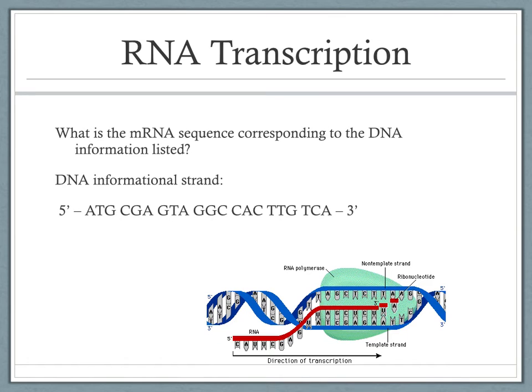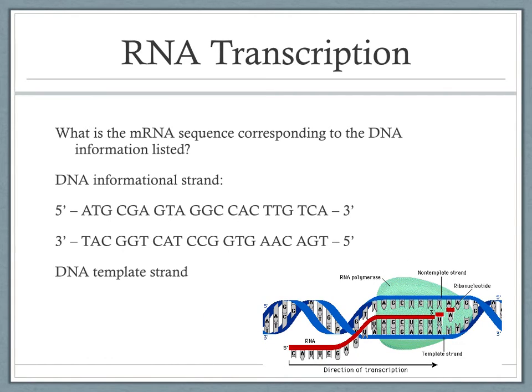So when RNA connects to DNA, we have the two strands, the DNA information strand and the DNA template strand. What is the DNA sequence corresponding to the DNA information listed? Well, remember that the two strands of DNA, the informational strand and the template strand, run counter to each other. Each A links up with a T, each G links up with a C. So here are the two complementary strands.